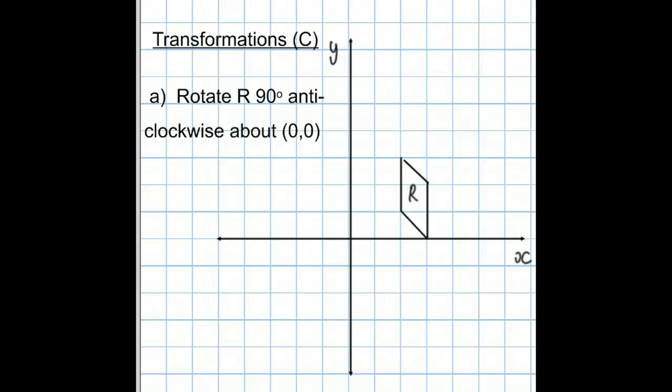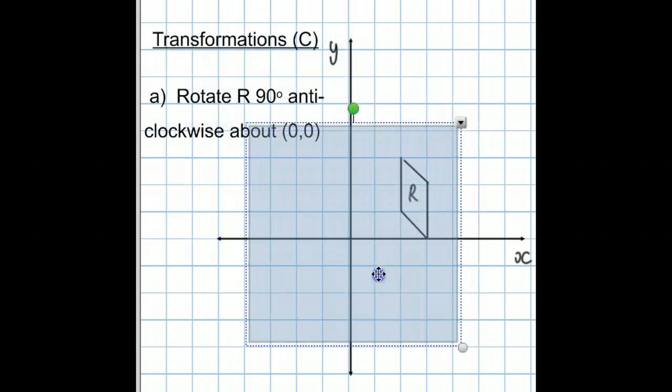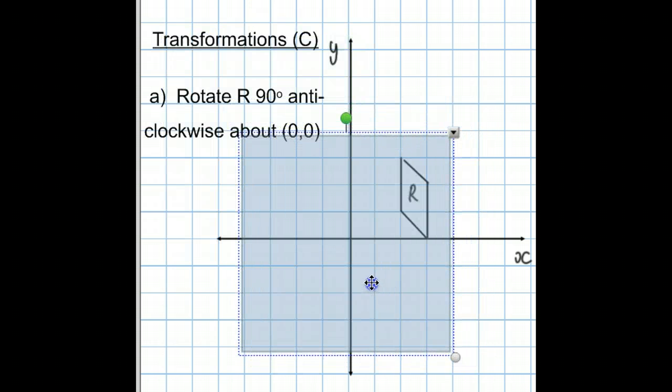In this video we're looking at some transformations, and we'll start with a rotation. We're going to rotate shape R 90 degrees anti-clockwise about 0, 0. So first thing, for rotations we get some tracing paper. Now we place it, don't have to place it as carefully as I am.